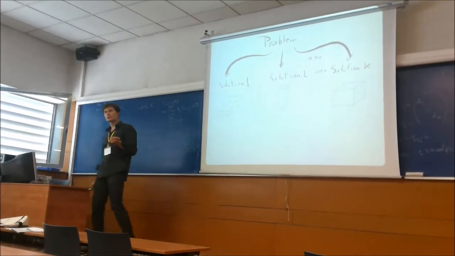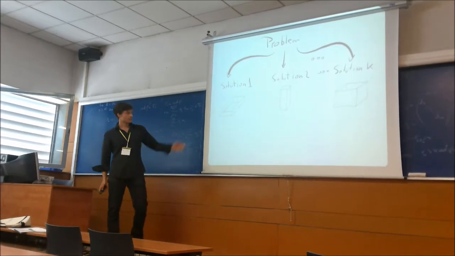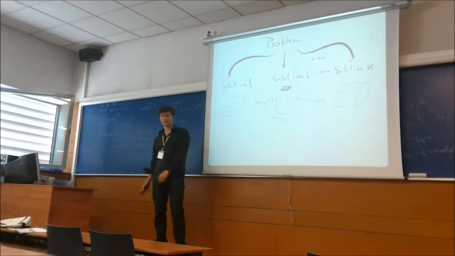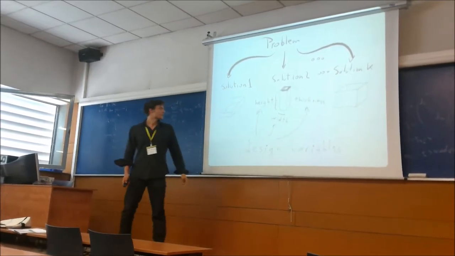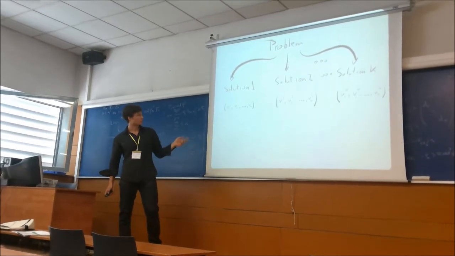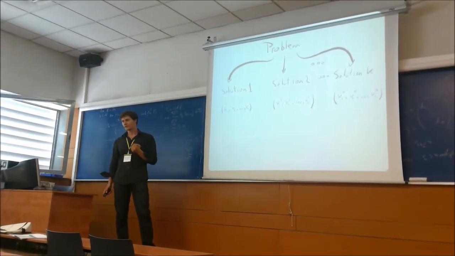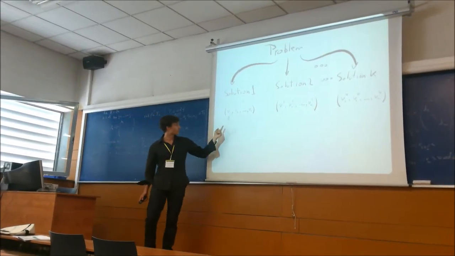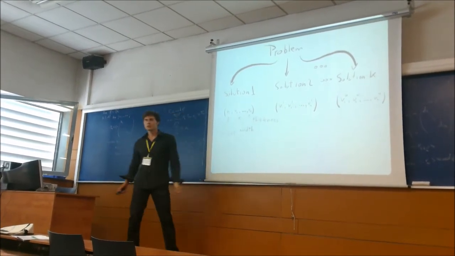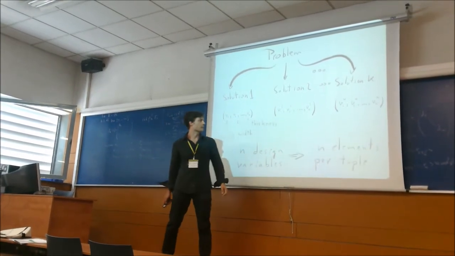Each such potential solution is specified by so-called design variables. In this simple example, the design variables might be the height of the box, its width, or its thickness. Using the concept of design variables, we can represent each potential solution as a tuple, where each element of the tuple is the value of one of the design variables. So the first element might be the value of the height, the second the width, and the last one the thickness. If we have a total of n design variables, then each tuple will have n elements.